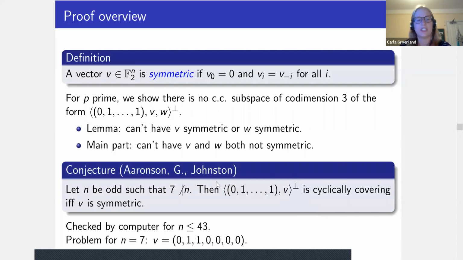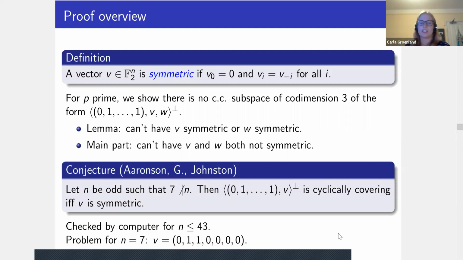And there's a weird condition here that we add, namely that 7 doesn't divide n. That's because for n equal to 7, it's actually false. And then you can also lift this example to all multiples of 7. So the counterexample looks like this, and then you can do some standard transformations to get all the counterexamples that we were able to find. At least this is the case up to n equal to 43.